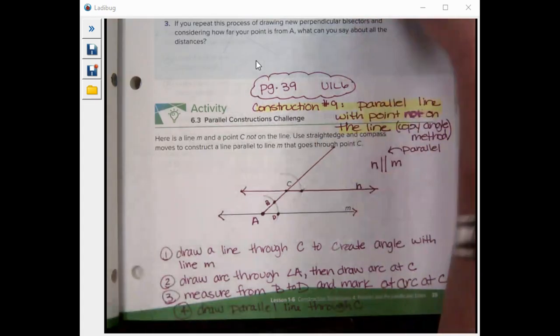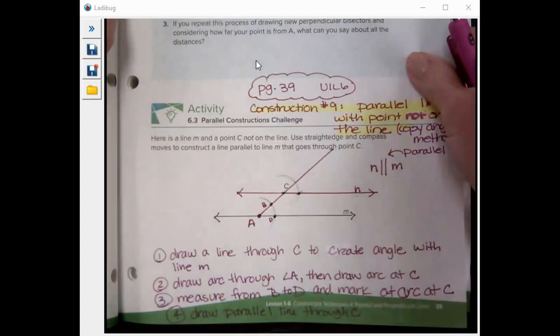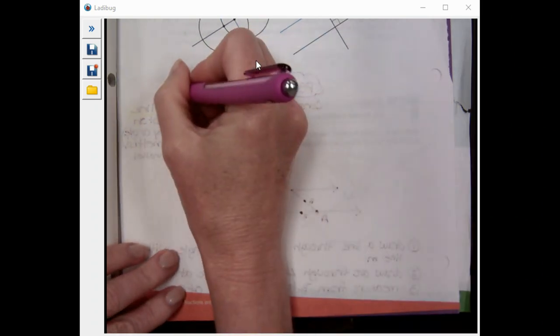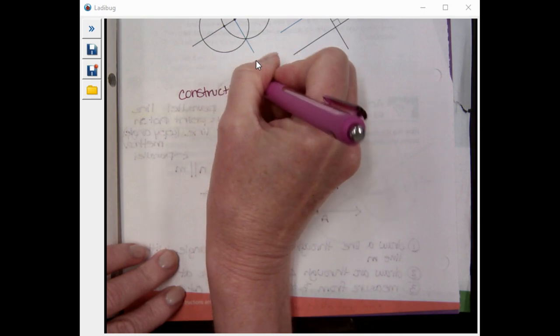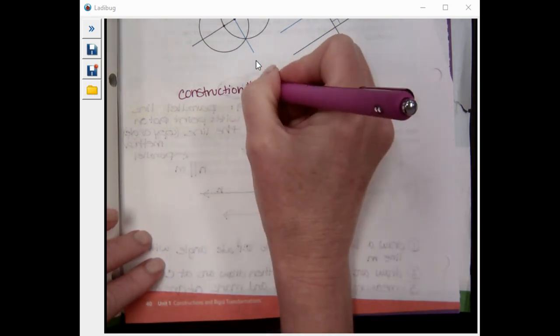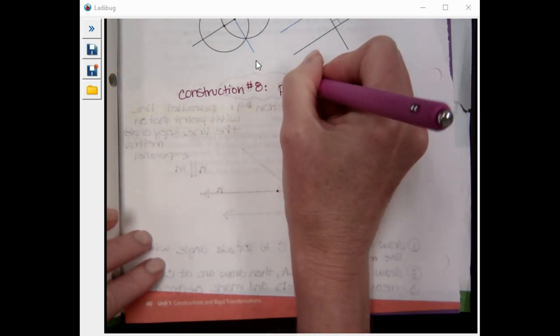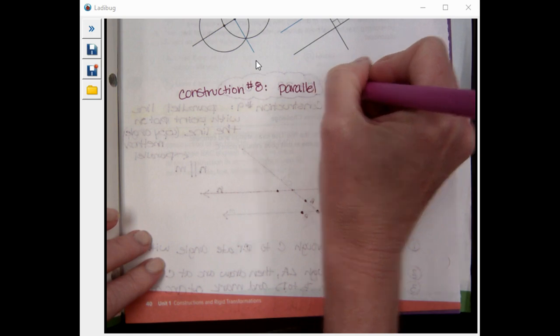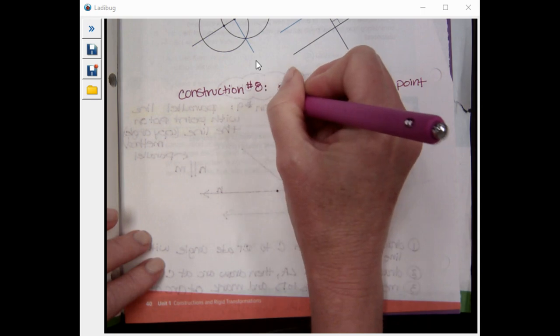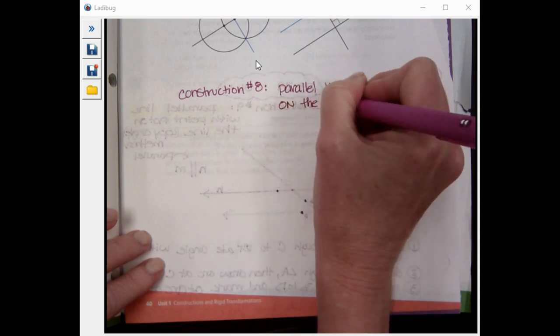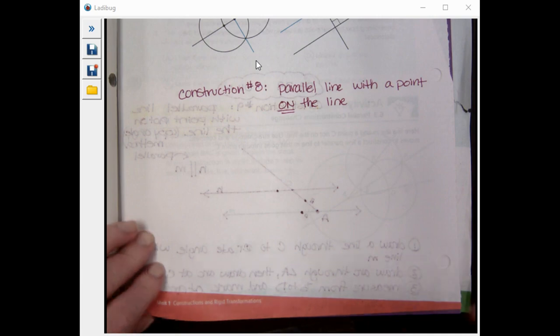So if you flip your book to the next page, page 40, I need to tear mine out. It doesn't fit on the desk that I'm on right now. This is construction number 8. It is identical to construction number 9, except this is a parallel line with a point on the line. So let me flip my page over.